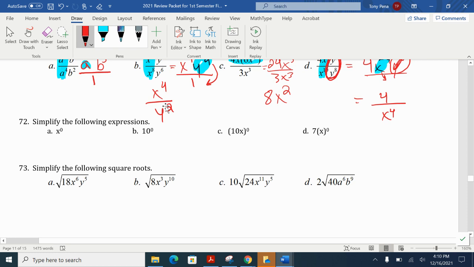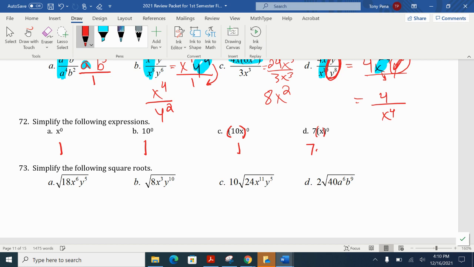So 72, these are really easy. X to the 0 is a 1. 10 to the 0 is a 1. Since this whole parentheses, everything inside of it gets raised to that 0 power, that is all a 1. 7, or D, just be careful. The 7 is not getting raised. The only thing getting raised to the 0 power is the x.